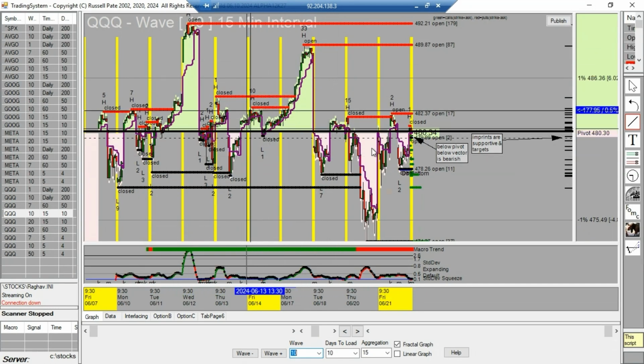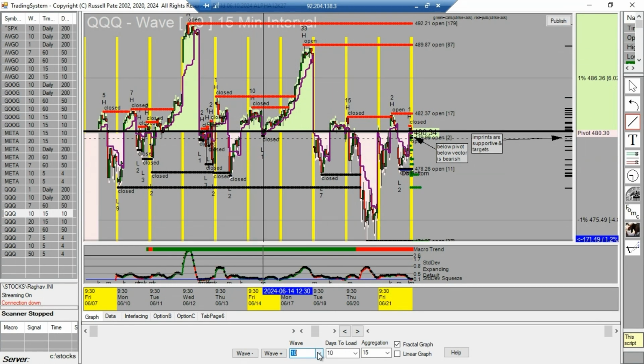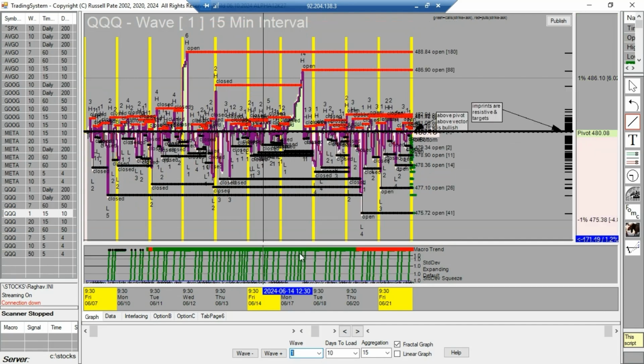Simple example, let's start with it. For example, wave 10, you can see we have a limited amount of transitions above and below the pivot. Am I right? As I load wave 1, you guys can see the magic. See, we have more frequency of moves above and below the pivot. The more frequent we see the transitions above and below the pivot.